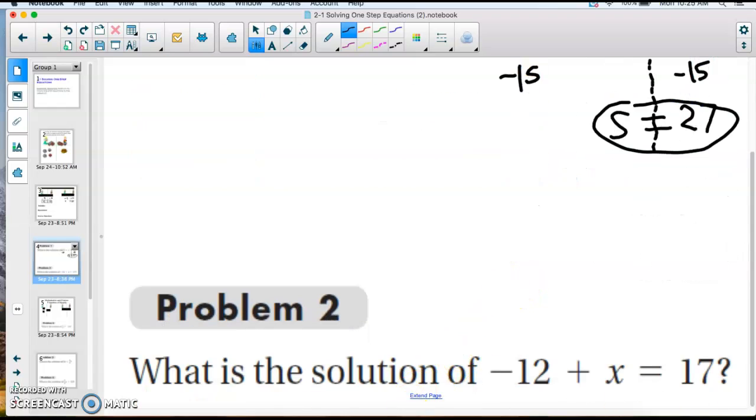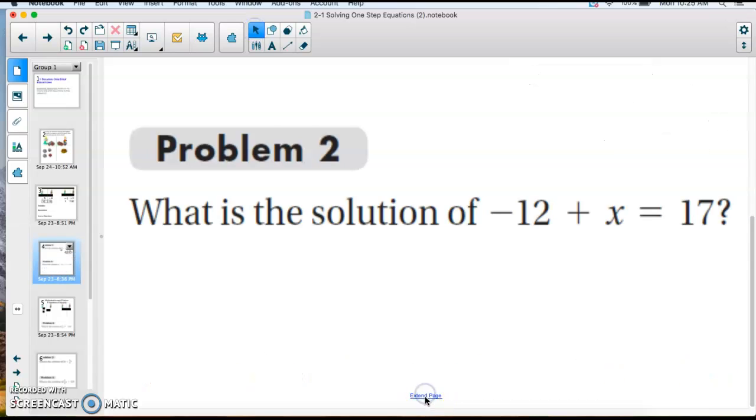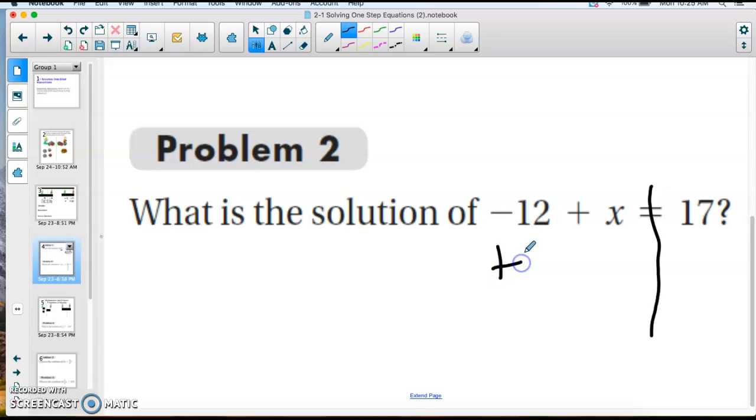Okay, problem number 2 down here. We'll extend our page. We have negative 12 plus x equals 17, and we can draw our wall. Now it's basically minus 12, right? So in order to get rid of that, we need to add 12 to both sides. So we got x equals 17 plus 12, which is 29.